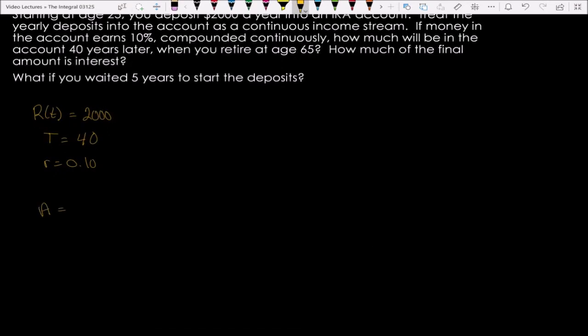Then the accumulated amount will be e to the 0.1 times 40 times the integral from 0 to 40 of 2,000 e to the negative 0.1 t dt. This will be 2,000 e to the 4 times the integral from 0 to 40 of e to the negative 0.10 t.